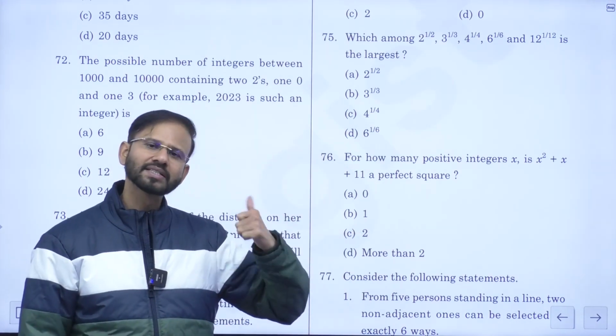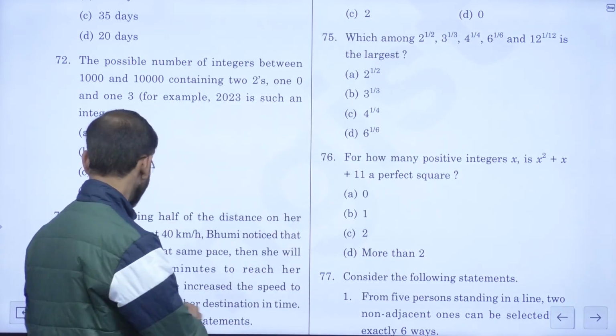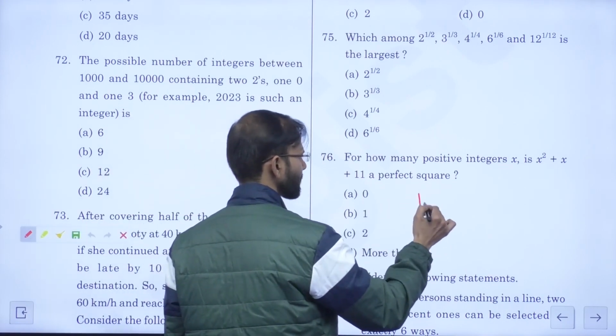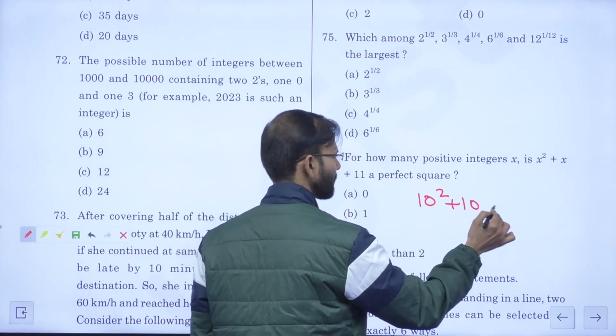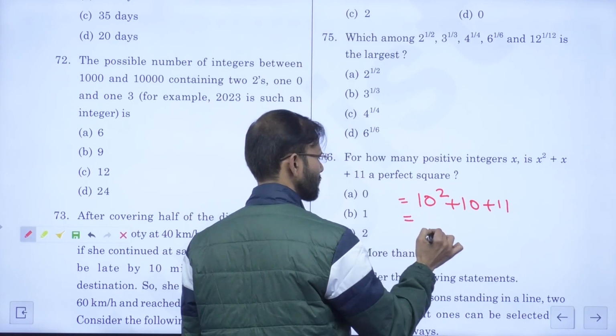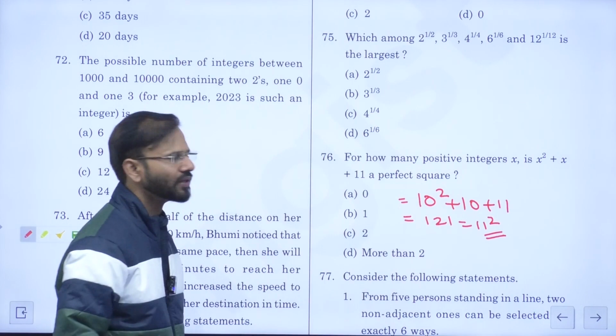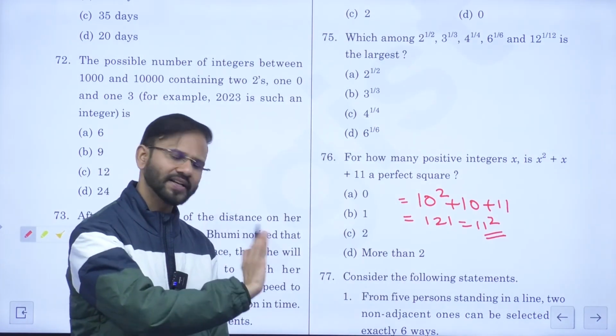By the way, let me tell you, the answer is 1, because here 10 is the only number which satisfies this condition. So 10 square plus 10 plus 11, that is 121, which is 11 square, right? So here 10 is the only number which satisfies this condition.